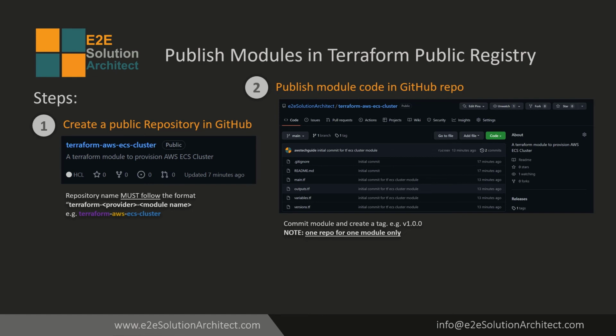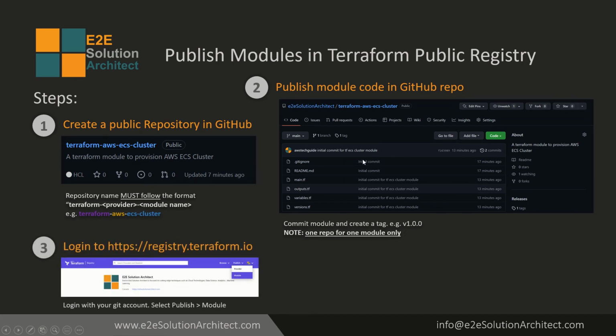It is a one-to-one mapping. You cannot keep multiple modules in your single repository. So one repository, one module. Since you have this ECS cluster, it is the one module and it is the one repository.